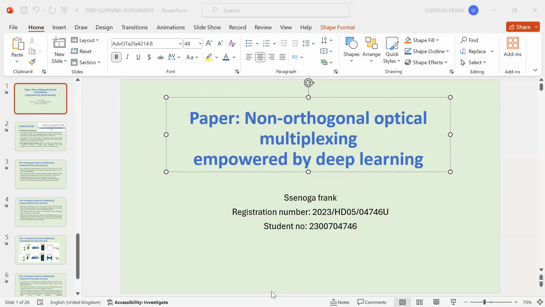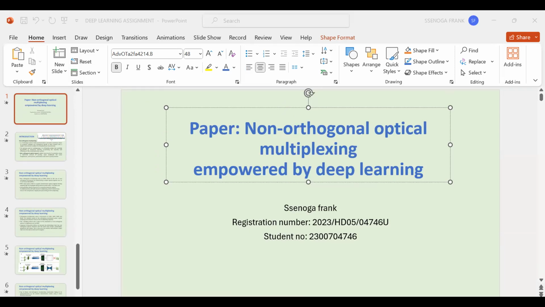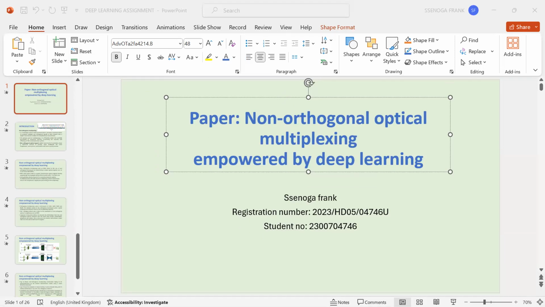This paper which I'm going to present is written by the following: Wang Pan, Jian Wei Yi, Fan Zhang, Pengabi Zhu, Ok Zhu, Yi Zhu, and Yun Quinn. These are the authors of this paper, and I'm going to present how non-orthogonal optical multiplexing is powered by deep learning.